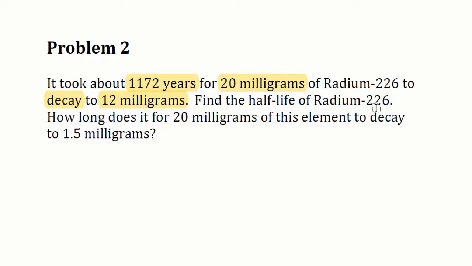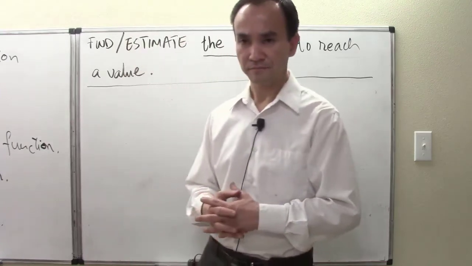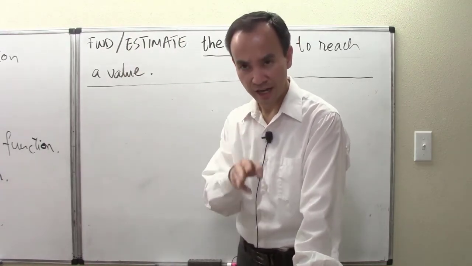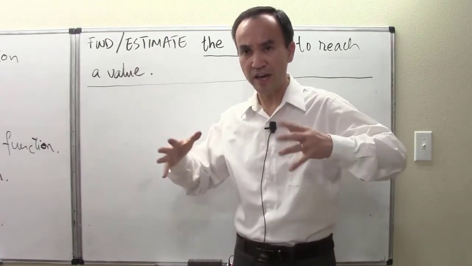And then after that question, we have another question. How long does it take? The worded description missed a word right here. How long does it take for 20 milligrams of this element to decay to 1.5 milligrams? So now, apparently, this is a decay problem. It's an exponential decay problem.